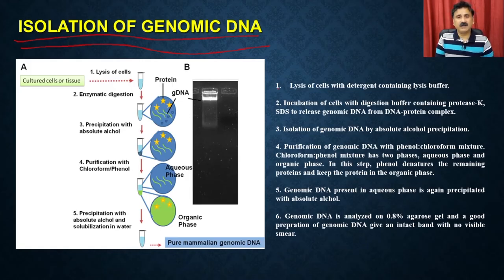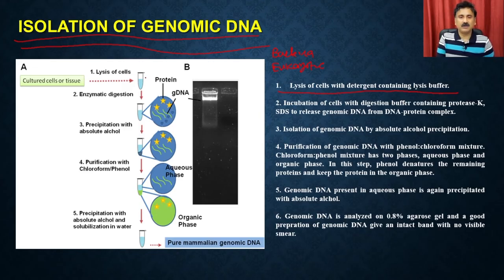So if you want to isolate the genomic DNA, whether it is from bacteria or from a eukaryotic cell, the first step is that you have to break the cells. So you have to lyse the cells with the detergent containing lysis buffer. What you have to do is take the cells and incubate them with the lysis buffer.